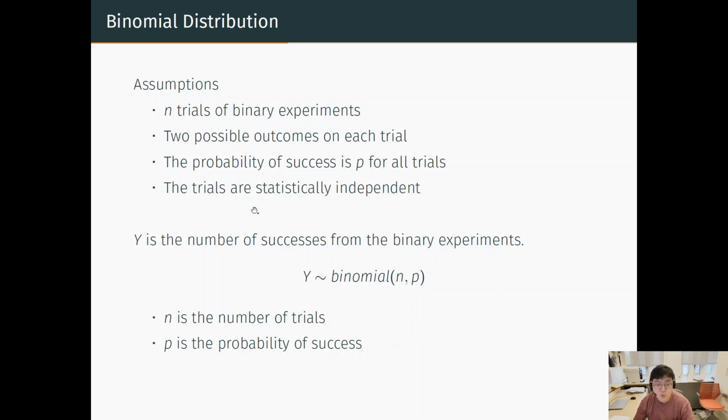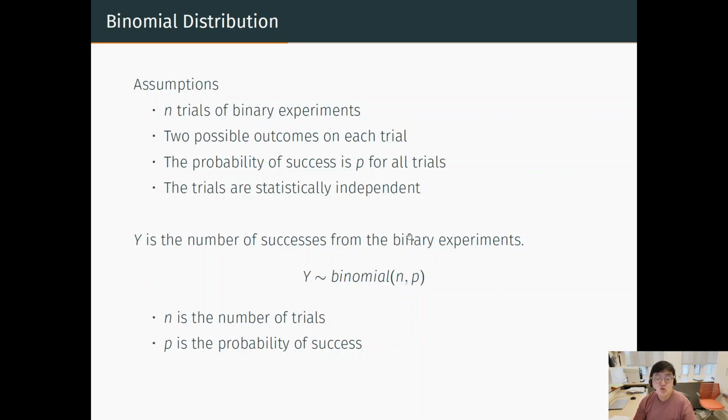Finally, it is very important, all the trials are statistically independent, right? So in the coin example, the first coin throw and the second coin throw should be independent. The first outcome has nothing to do with the second outcome. In the online quiz, I'll assume the first question and the second question are independent because you are randomly choosing all the questions, right? So that's the independence assumption. And under these four assumptions, we say Y follows the binomial distribution with parameters n and p.